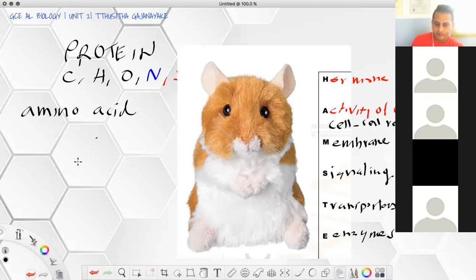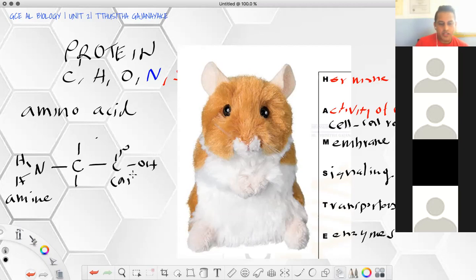An amino acid has a carbon in the middle, and it has 4 bonds. Now, 3 groups are attached to this carbon. Here, hydrogen. This group is nitrogen and 2 hydrogens, and it is called the amine group. And here, the carboxylic group, COOH. And here, hydrogen.